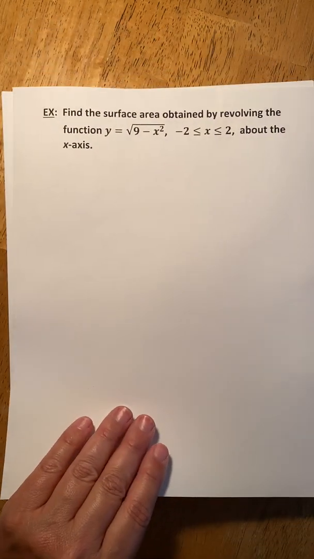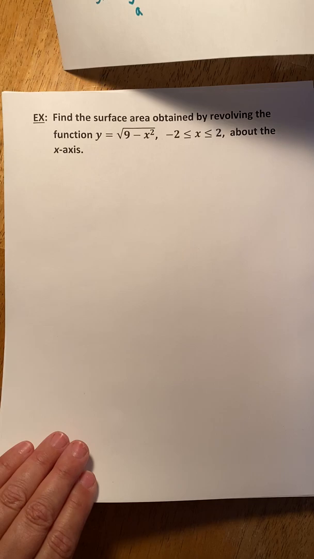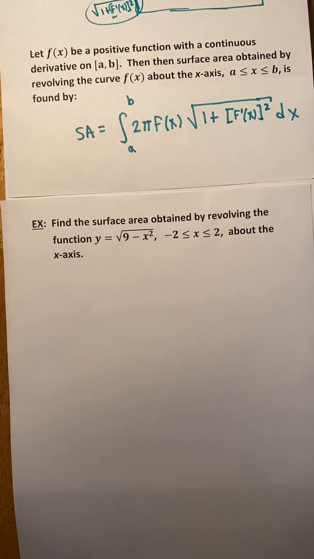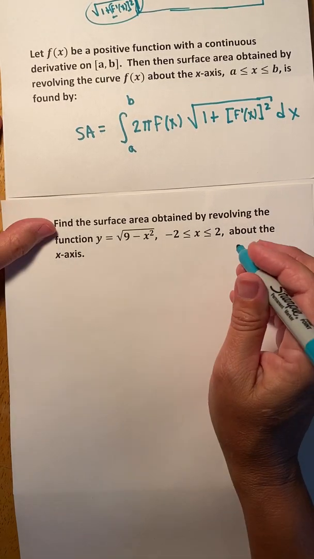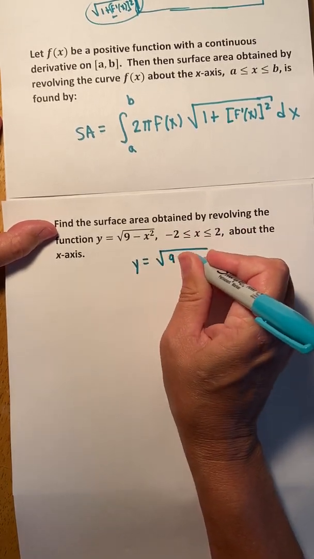All right, so let's set up a couple of these. Find the surface area obtained by revolving the function square root of 9 minus x squared about the x-axis between -2 and 2. Well, we have y, or f of x, equals the square root of 9 minus x squared.